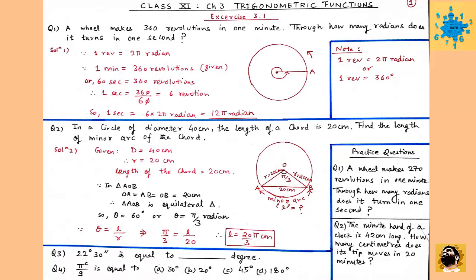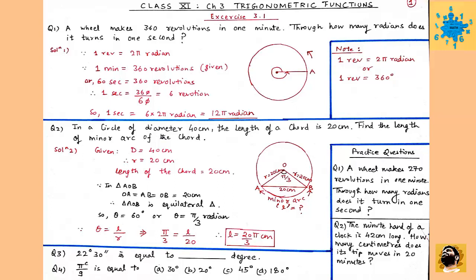And now our second question for today is, in a circle of diameter 40 centimeter, the length of a chord is 20 centimeter. Find the length of minor arc of the chord. First we will write the given condition. Here the diameter of the circle is 40 centimeter, so the radius will be equal to half of diameter, which is 20 centimeter. And the length of the chord is also given, which is equal to 20 centimeter.